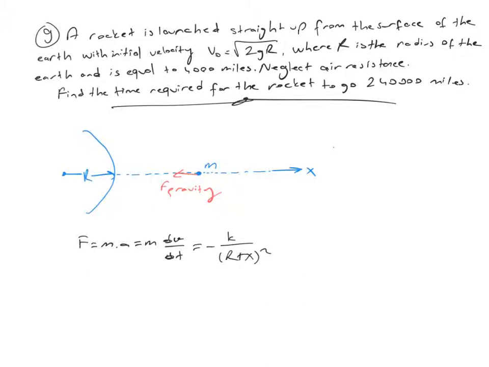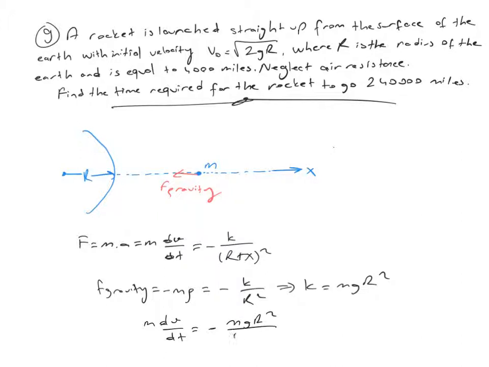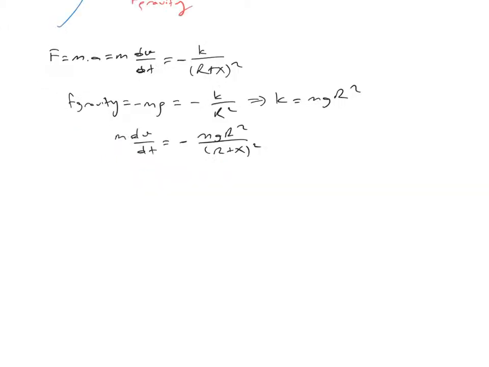In order to find the constant k, we will use the initial condition. On the surface of the Earth, F gravity is equal to minus m times g, and it is equal to minus k over r squared. And from here, k is equal to mg r squared. And let's use the constant k in our differential equation. m dv over dt is equal to minus mg r squared over (r plus x) squared.